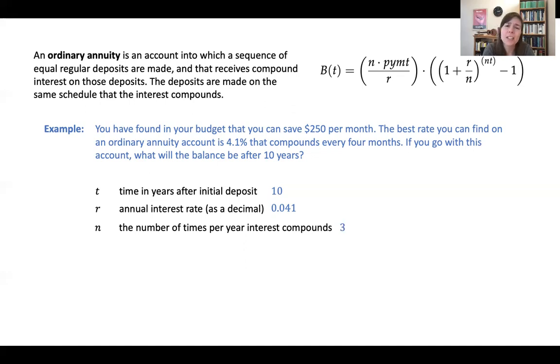Now, this is a little bit artificial. I don't think I've ever seen an account that actually compounds every 4 months, but this is just to get you realizing that it doesn't actually have to be every month. It can be a different schedule. Quarterly is probably more common than every 4 months. But in theory, the compounding schedule doesn't need to be every month. So I set up an example where it's not every month, it's every 4 months, in which case your N is not 12, it's 3.